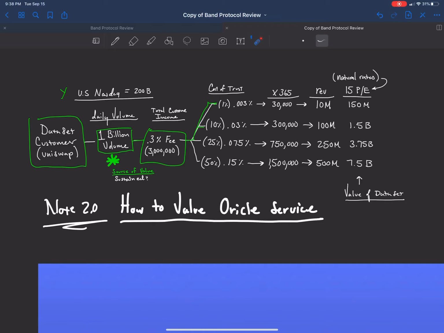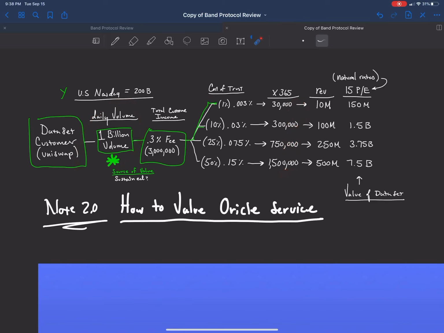This is only one data pool. The thing about capturing value in these oracles is you could have 10 different Uniswaps operating, and so you have all these different data pools. Each one could be worth $1.5 billion, and that's where you can see these oracles can get a lot of value pretty quickly if they have a lot of customers with a lot of volume.